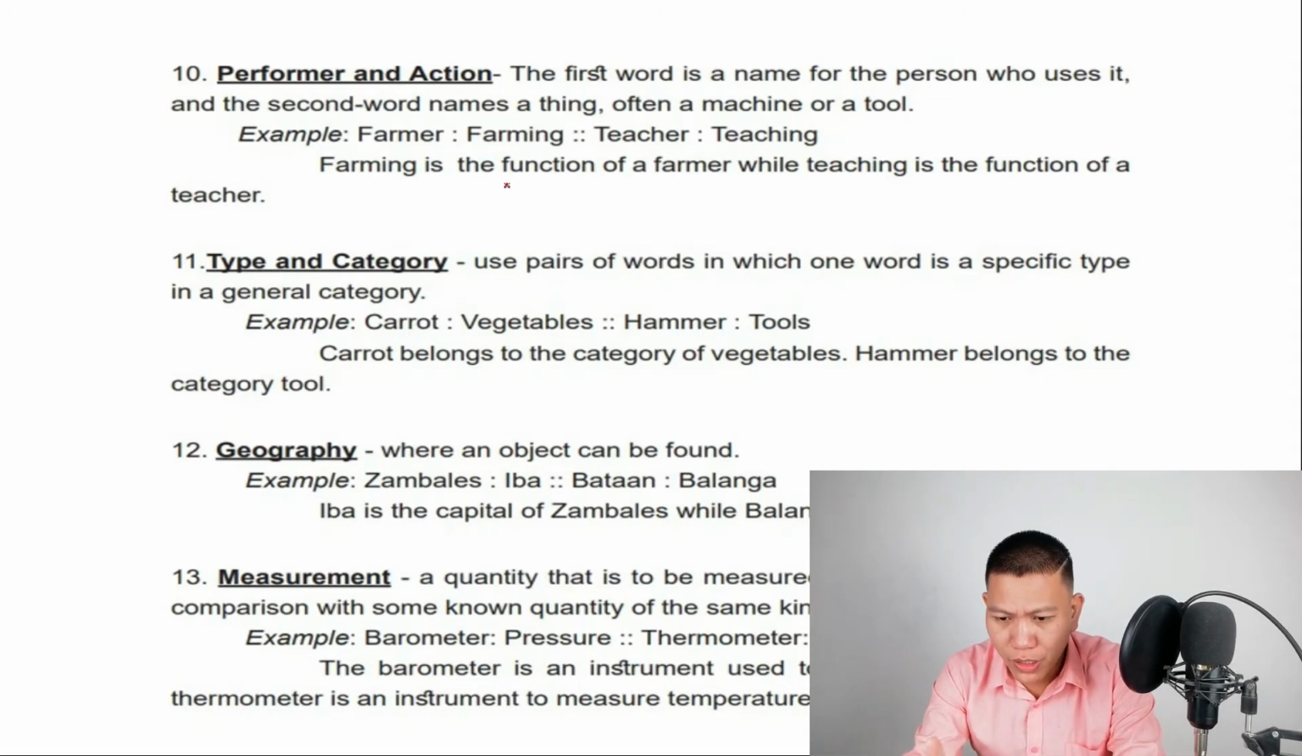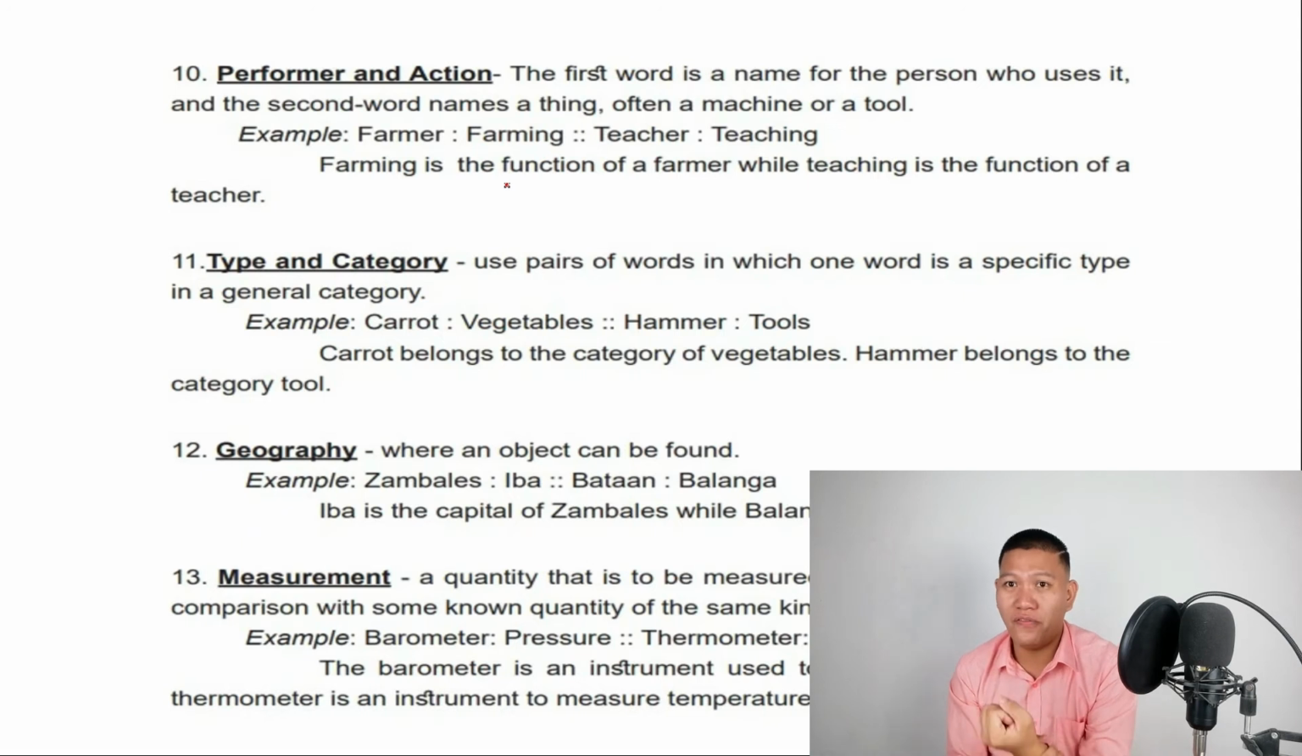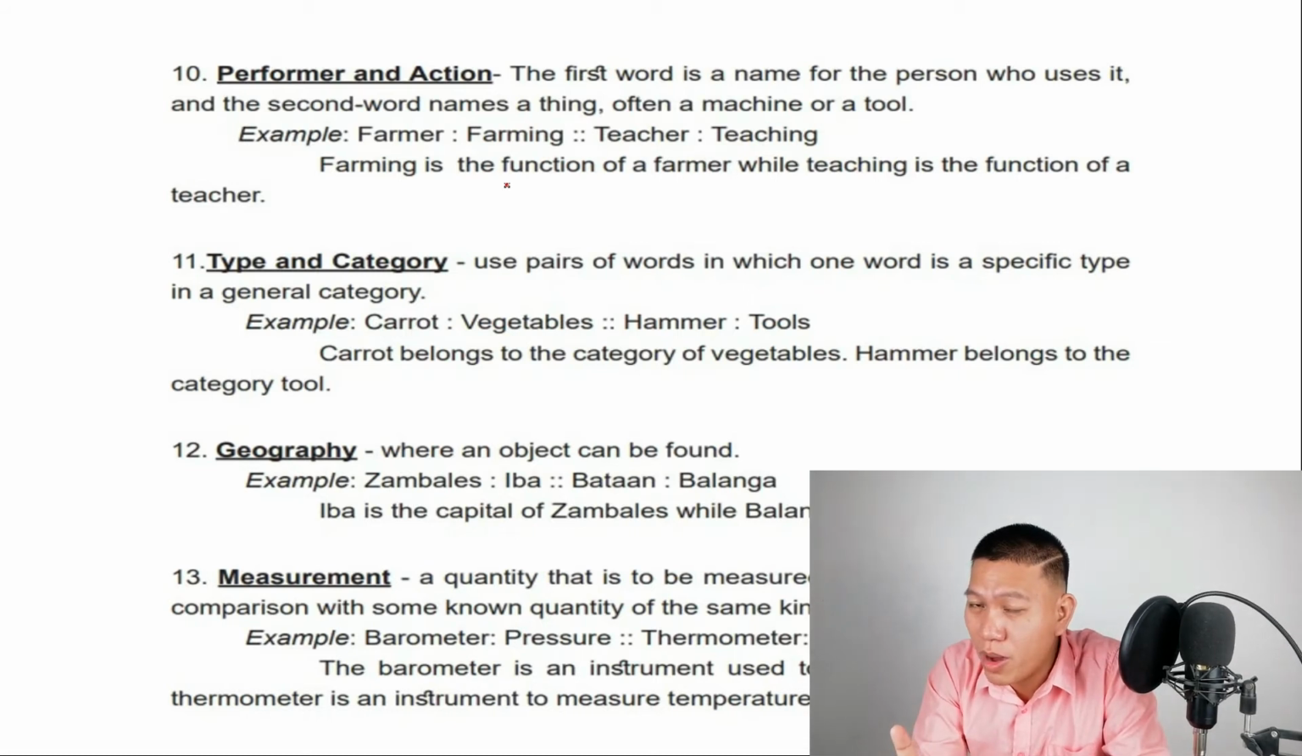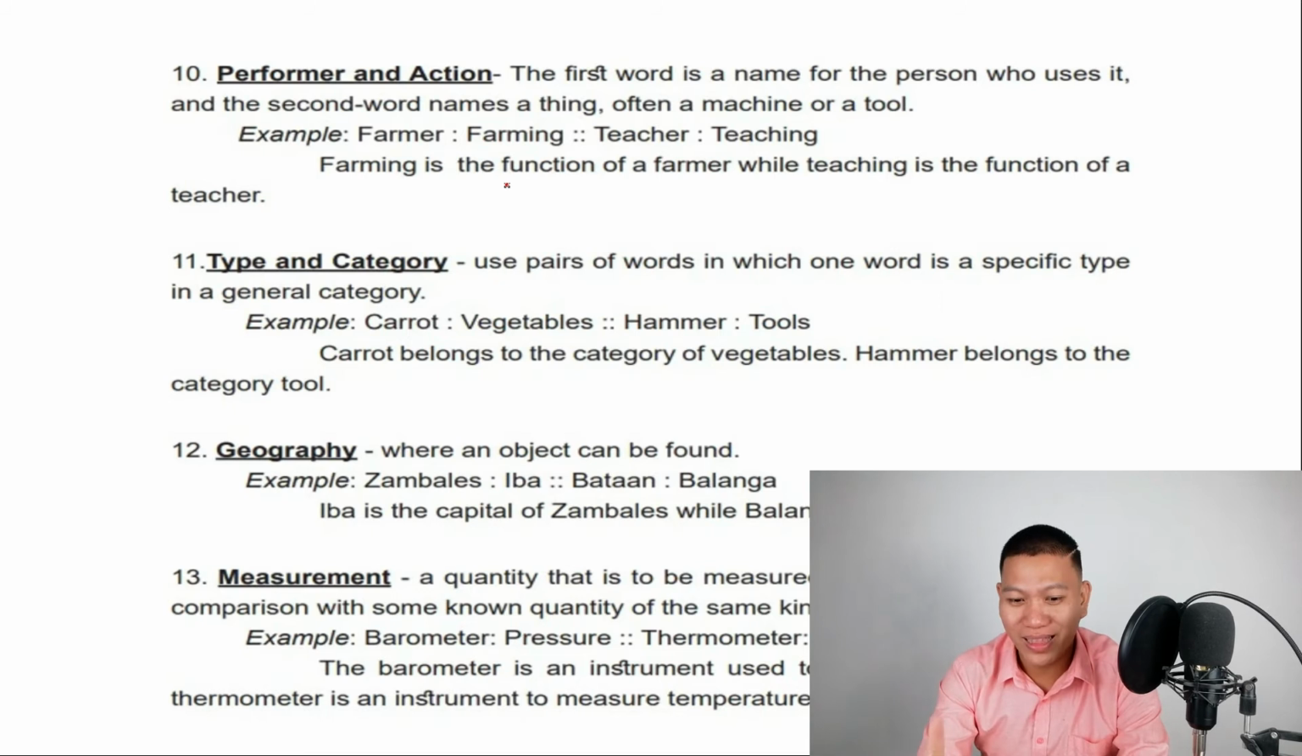Example, so two words. Barometer. So this is the quantity. Barometer is to pressure. So where do we use barometer? For pressure. Maybe if you know BP, blood pressure, maybe it's barometer. Correct me if I'm wrong, okay? Barometer is for pressure. And then in the same way, thermometer is to, where do we use thermometer? A thermometer is to temperature. Okay, that's easier. You get it? So measurement.